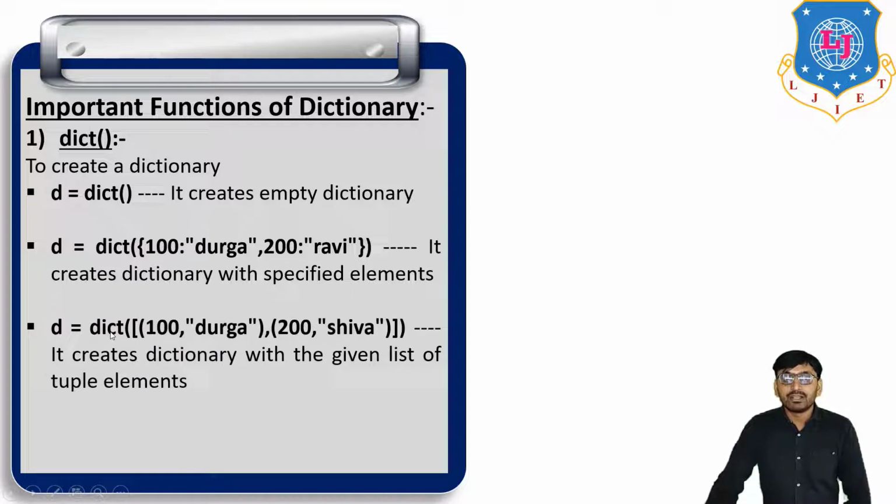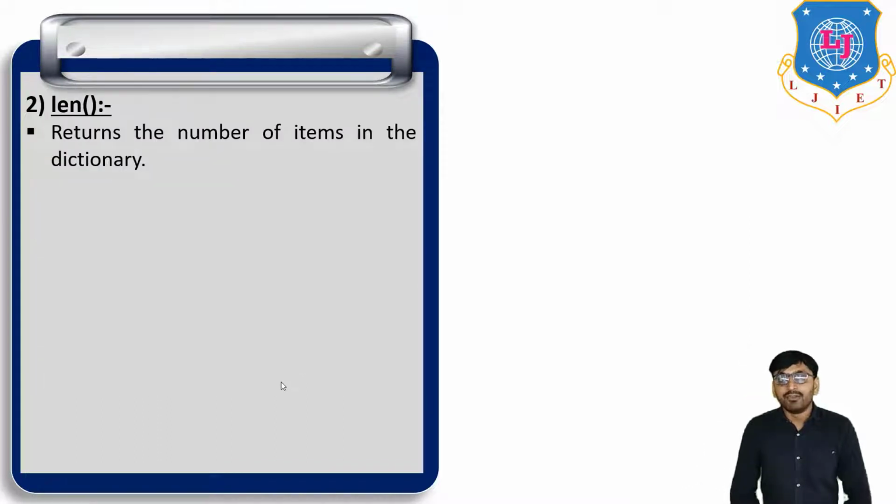Then D is equal to dict, and inside this there are two tuples. First 100 Durga, that is the first tuple, and 200 Shiva, that is the second tuple. Tuple is represented by parenthesis and comma separator. It means it creates a dictionary with the given list of tuple elements. Then len function, it returns the number of items. It means key value pairs. So it returns the number of items in the dictionary.